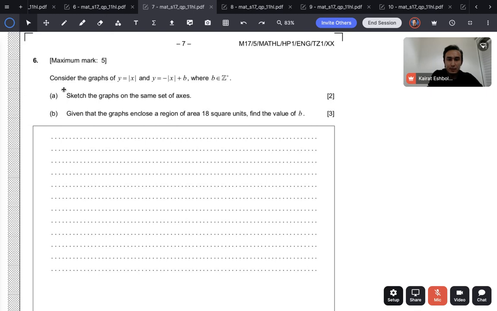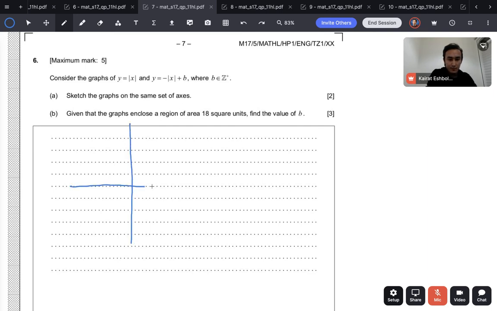So consider the graphs of y is equal to the absolute value of x, y is equal to negative absolute value of x plus b, where b is an element of Z plus. Now b is an element of Z, this means element of, and Z plus means positive integer, right? So positive integers are like 1, 2, 3, 4, 5, 6, 7, and so on. Okay, sketch the graph on the same set of axes.